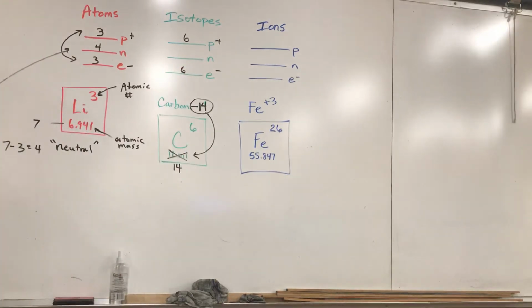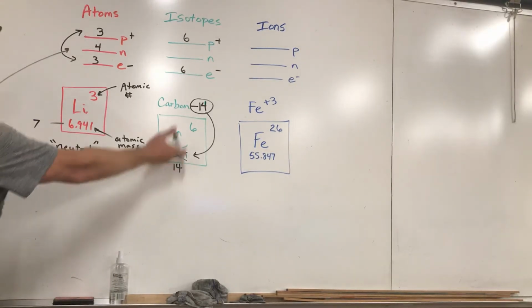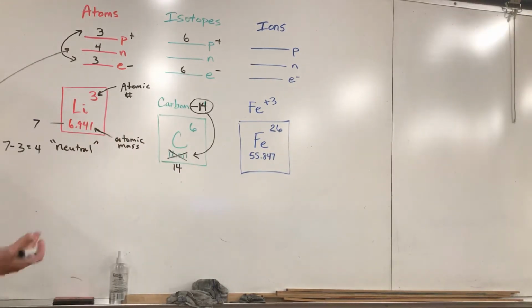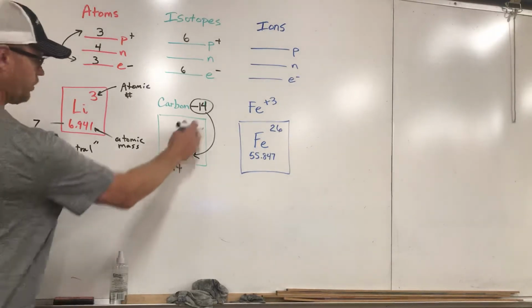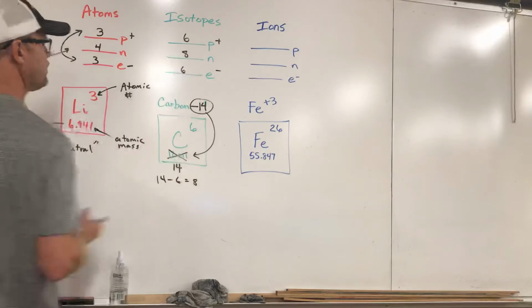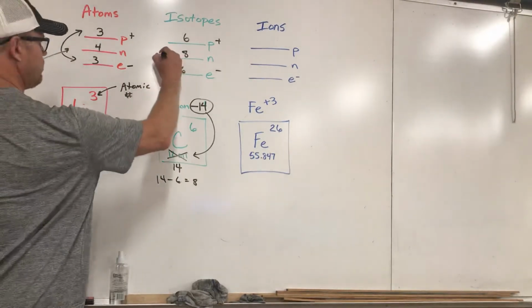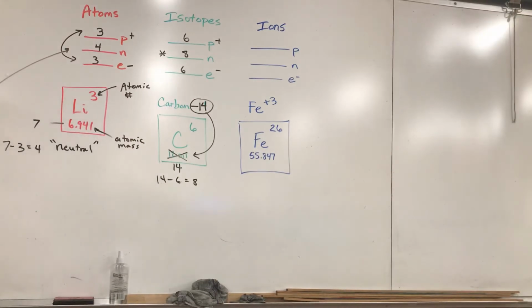Okay, this isn't a charged particle, so it's still electrically neutral, just like an atom. The only thing is it's a little bit heavier. It's got 2 extra neutrons compared to what it normally would have in a typical sample. So right now we take 14 minus 6. That gives us 8. This is 8 neutrons. So the only thing that changes in an isotope is the number of neutrons. Everything else is the same as it would be with that other more common form of an element.